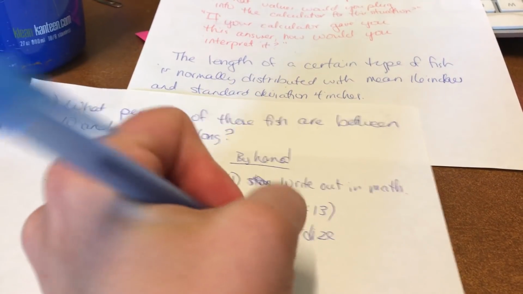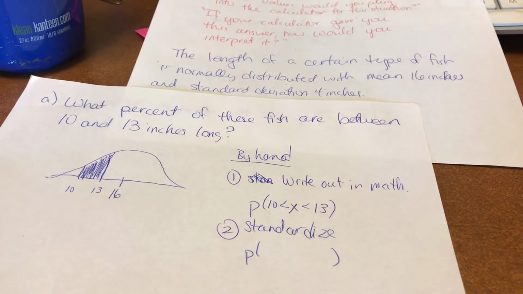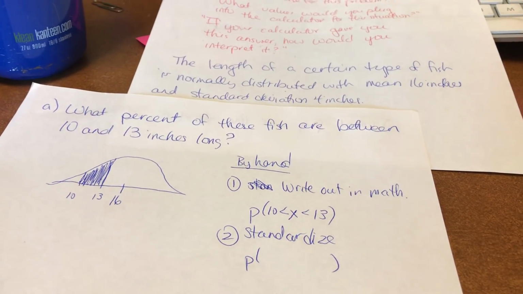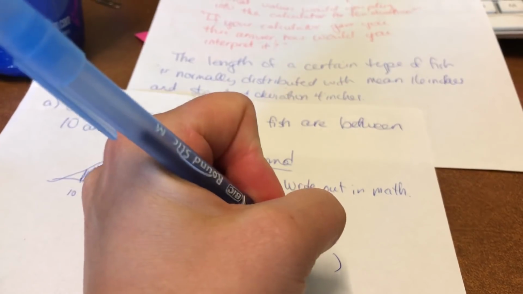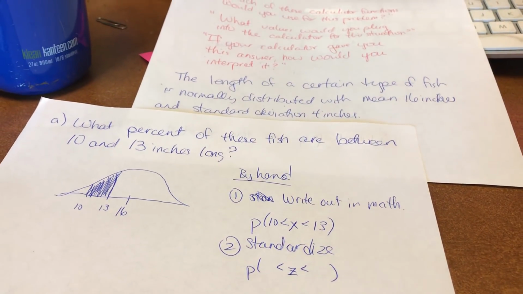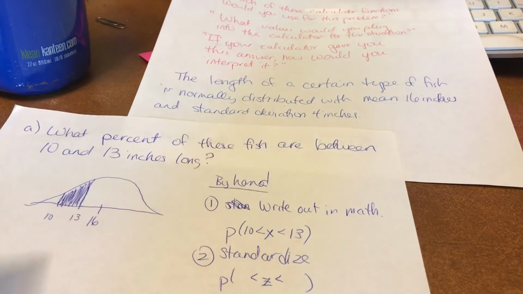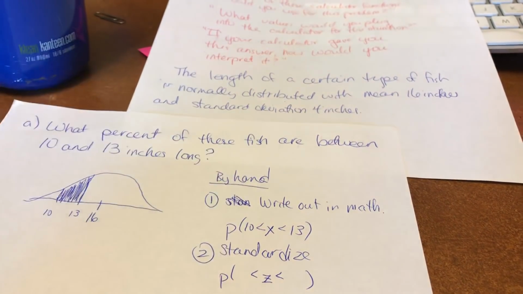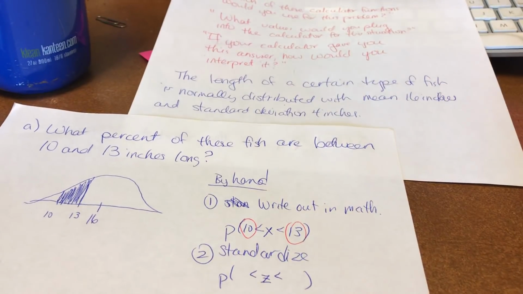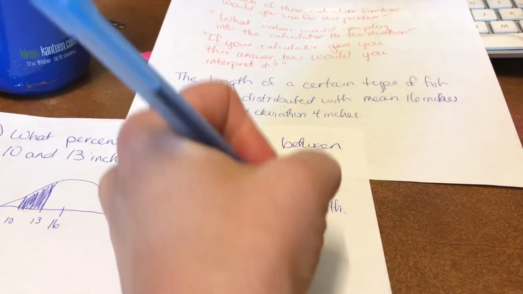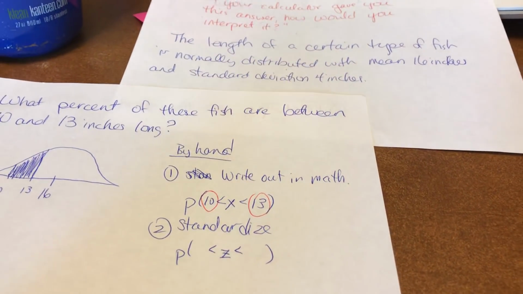I want to rewrite this statement, but instead of using X, which is generic, whatever our data is, I want to change them to Z's, standard normal, the one that the book uses. And so I'm going to just take each of these important values, 10 to 13. Those were the values I cared about. So I'm going to come over here and use the standardizing formula.